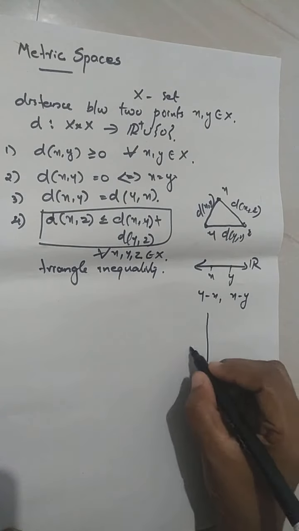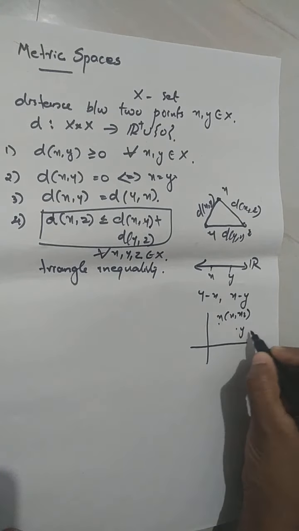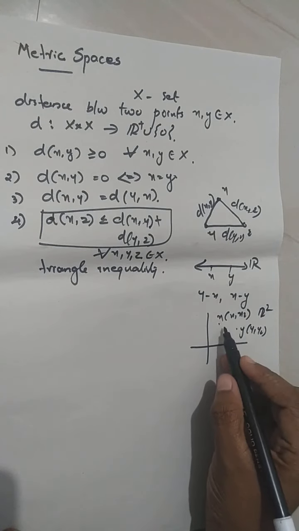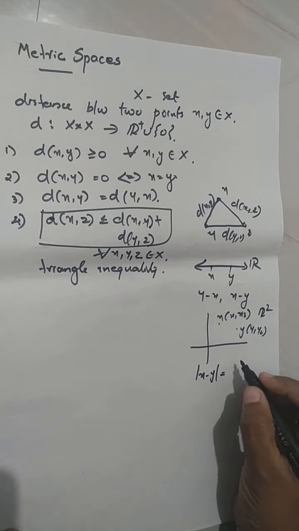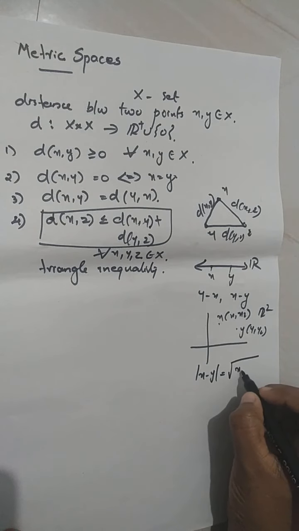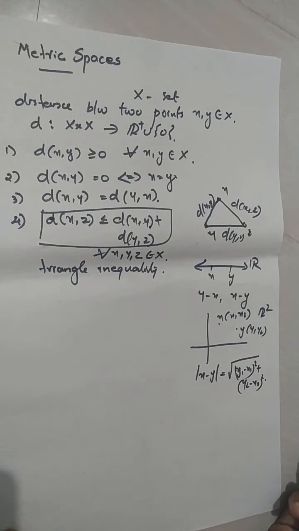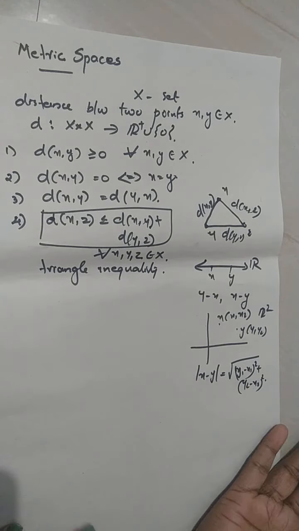And when you have two points x and y in the plane, then x will be equal to (x1, x2) and y will be equal to (y1, y2) because they belong to the plane. Then the distance between x and y is denoted by modulus of x minus y, which is nothing but the Euclidean distance, the square root of (y1 minus x1) the whole square plus (y2 minus x2) the whole square. These are the usual distances in R, R2 and R3 etc. So distance in different sets will be different.